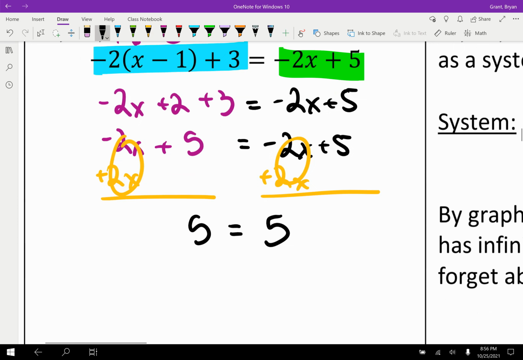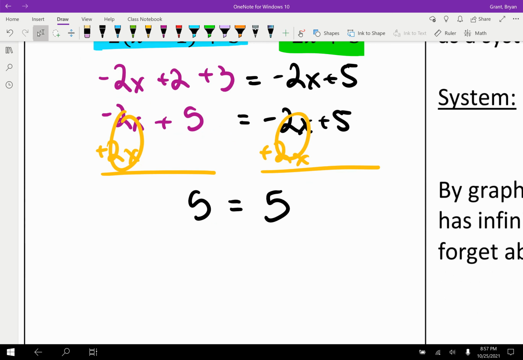Huh. Well, don't forget that this doesn't actually mean x equals 5. It means something else. And to remember the something else, let's pause here. We'll come back to it. And let's look at this as a system of equations.